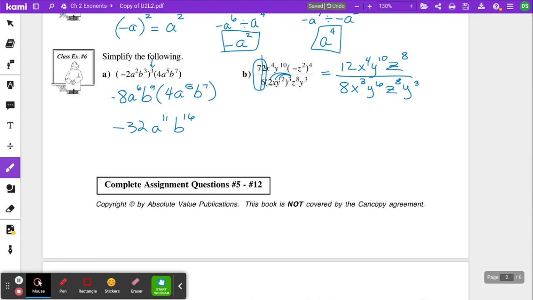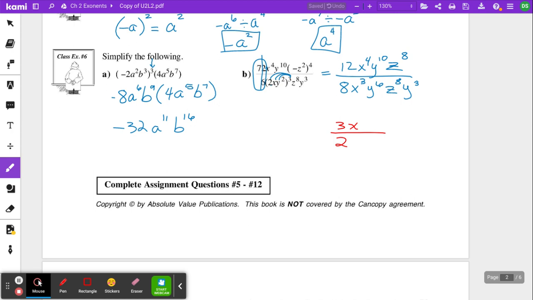Okay, almost done. 12 over 8, let's reduce it. 4 goes into both, so 3 over 2. Okay, let's go get all the x's. X to the 4 on the top, x to the 3 on the bottom. Divide and conquer. There's an extra x on the numerator. Okay, how about the y's?